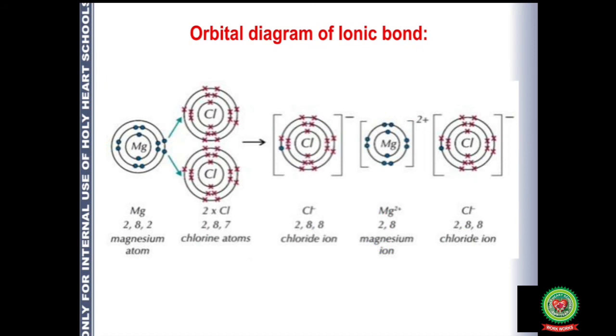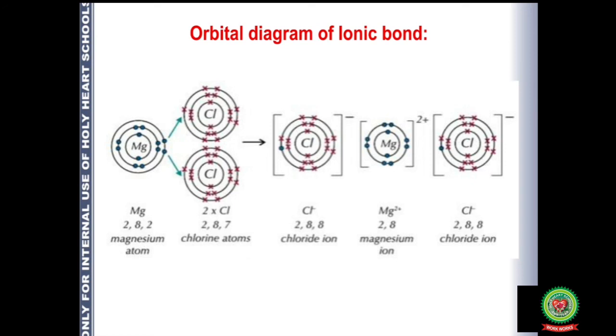They can give you a different one also. They can tell you to draw the electron dot diagram, or they can tell you to draw the orbital diagram of magnesium chloride. In that case also it's the same. The only thing is that you have to draw all the orbits that are present. You will show the transfer and then the electrostatic force of attraction, and what charges they have after the transfer of electrons has taken place.